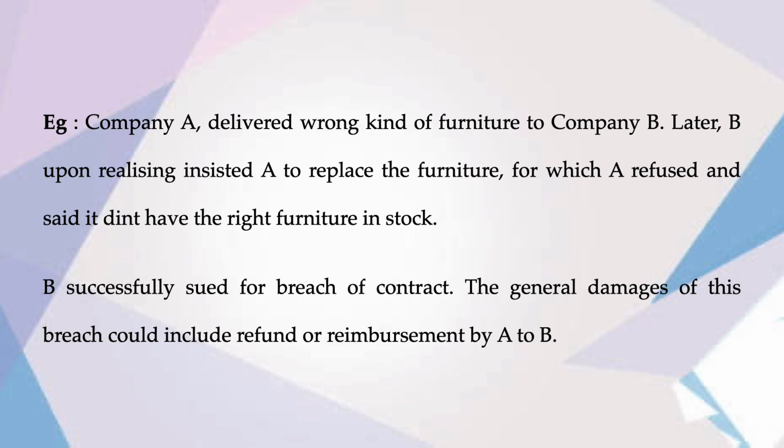On realizing that this is the wrong furniture and not suitable for what we have ordered, company B asks company A to please take back the furniture. This is not what we ordered. Please give us back the right type of furniture. Company A says that whatever you have ordered, that kind of furniture is right now not in stock. Therefore, B has suffered a loss here. So company B is going to file a case against company A, the manufacturer of furniture, and company A must pay damages to company B. This is called general damages.